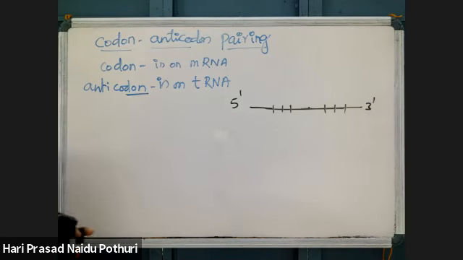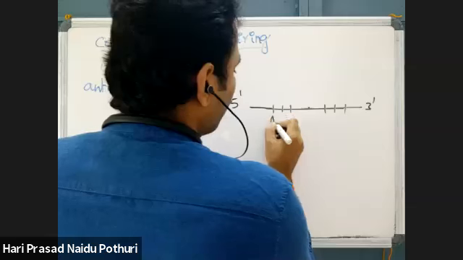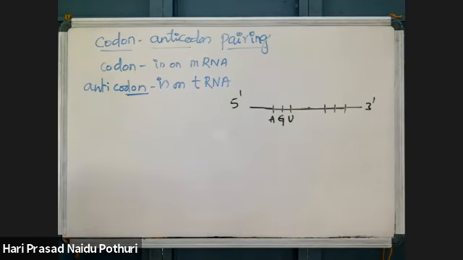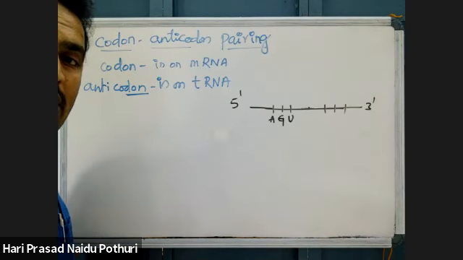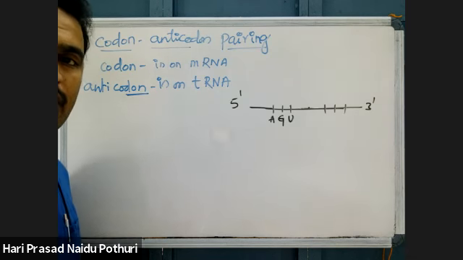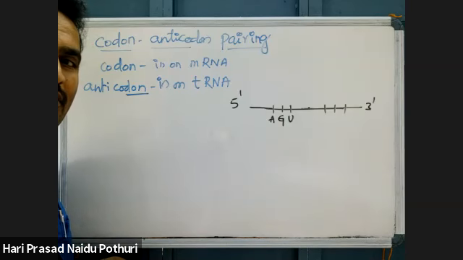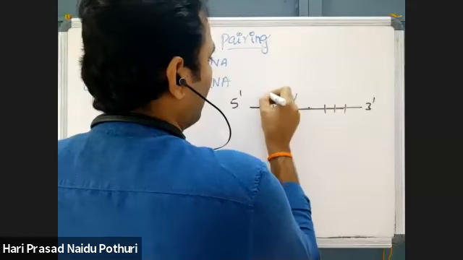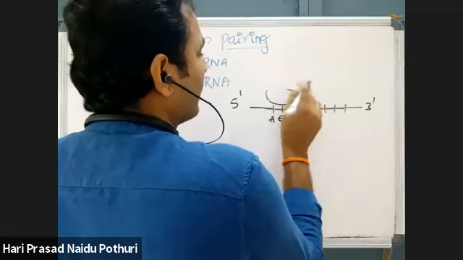Suppose there is a sequence of nucleotides on this mRNA, AGU. The AGU sequence is there. Then what is the anticodon sequence? What is the anticodon sequence for this AGU? UCA. Yeah. Okay, we'll write UCA.